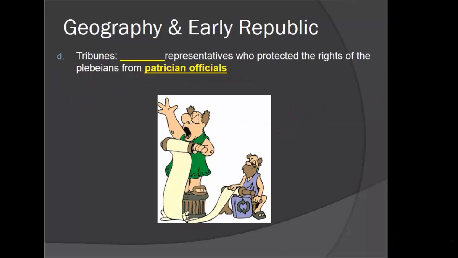On to the government. Tribunes were elected representatives who protected the rights of the plebeians from the patrician officials. Originally, it was figured out that there were a lot of rich guys, a lot of patrician officials. These guys were really rich. However, it was the plebeians that there were more of, the regular everyday people. Because there were more plebeians than there were patricians, the patricians realized they had to give up some of their power, their governmental power, to the plebeians. And we'll see how that looks on a chart in a minute.